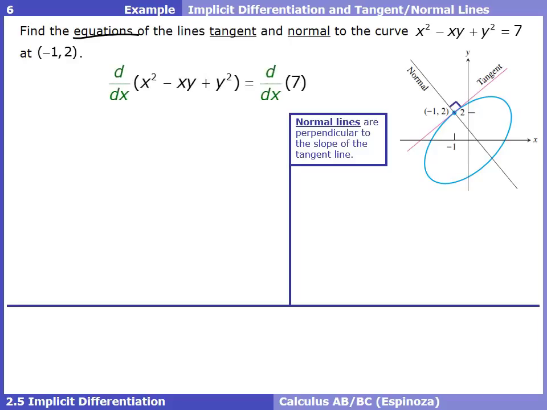So the very first thing we need to do is take a derivative. We're trying to find the equation of a tangent line, which means we're going to need slope. We already have our x and our y, so we need our slope. So we're going to take the derivative of the left side, and we're going to take the derivative of the right side.